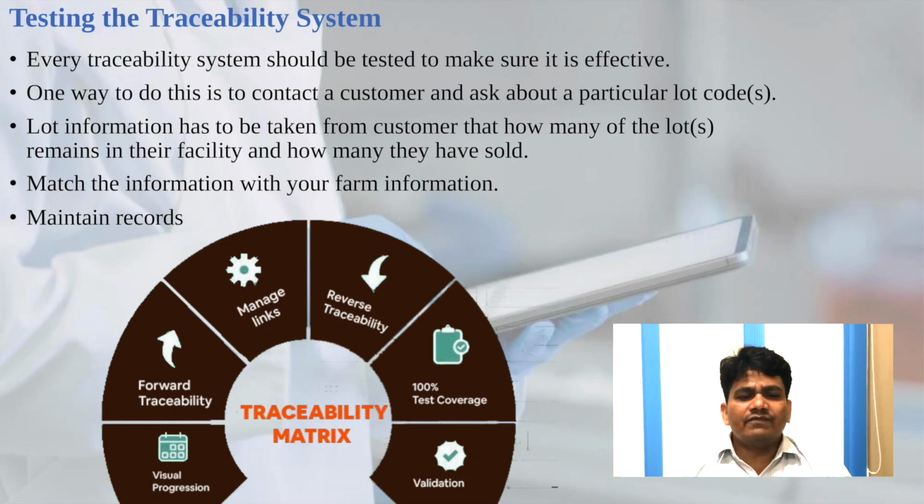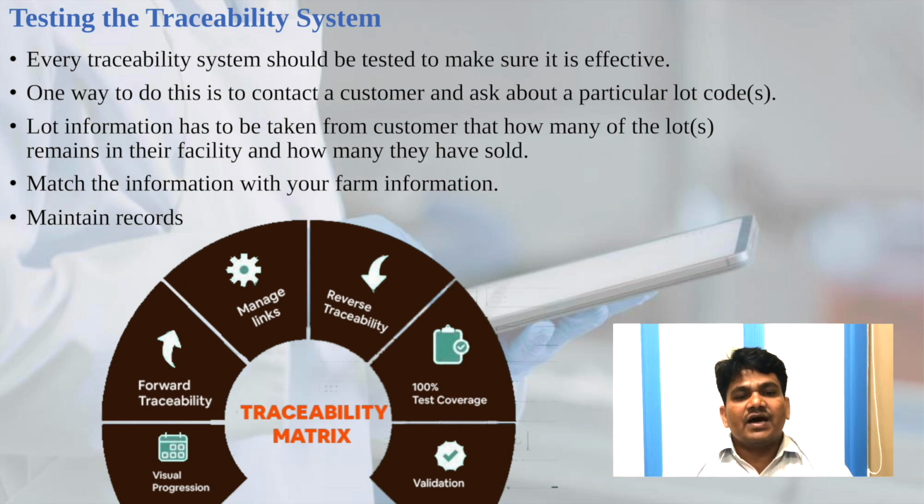Now if any tracking system or traceability system is there, whether it is working efficiently or not is very, very important, right? So every traceability system should be tested. It must be tested to make sure whether it is working effectively or not. One way to do this is to contact the customer and ask about a particular lot code, and we can go back to find out the information.